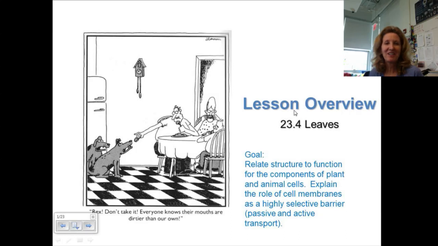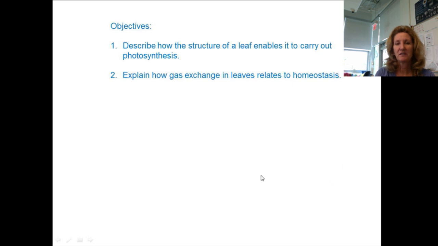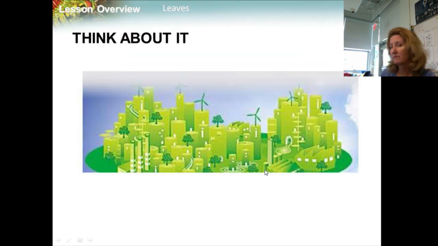All right, well, moving on to 23.4, about leaves. The goal is a little bit different this time: to relate structure and function for the components of plant and animal cells, and explain the role of cell membranes as a highly selective barrier, as you remember, passive and active transport too. Our two objectives are to describe the structures of a leaf and how it enables it to carry out photosynthesis, and explain how gas exchange in leaves relates to homeostasis.